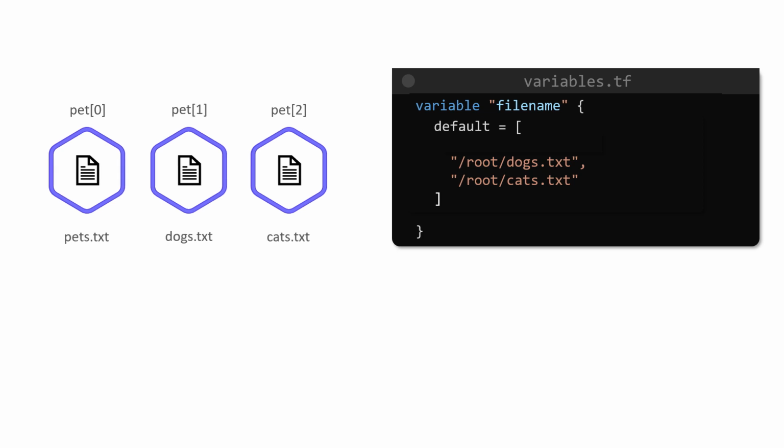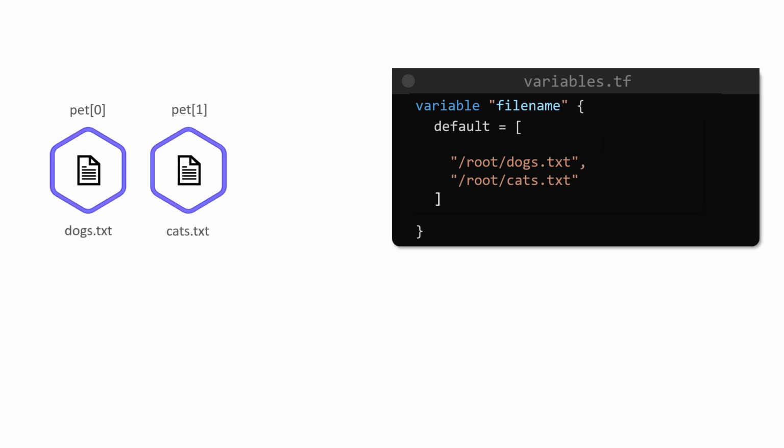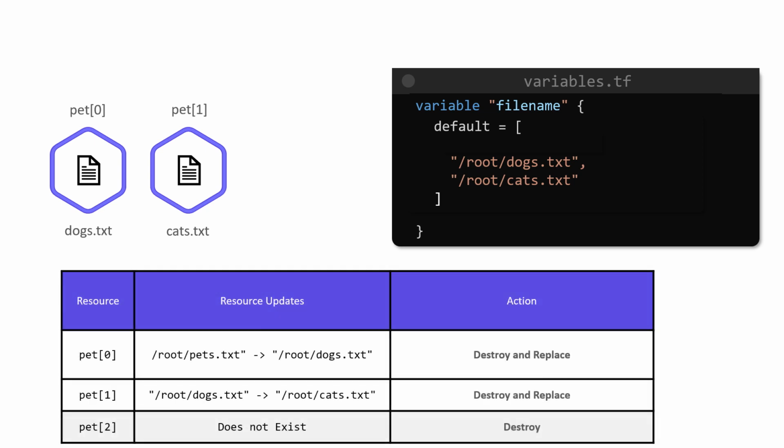the element with the value /root/docs.txt shifts up and takes its place at index 0. Likewise, /root/cats.txt becomes the element at index 1, and the list now only has 2 elements in it. When we run Terraform plan now, Terraform can see that the resources at index pet[0] and pet[1] have to be destroyed and replaced. This is owing to the change in their file names. And there is no resource pet[2], so it will delete that resource entirely.